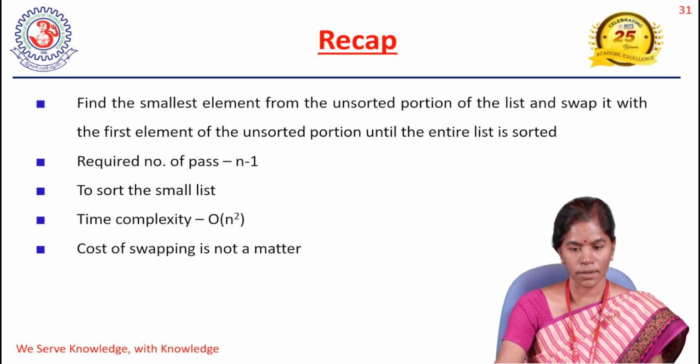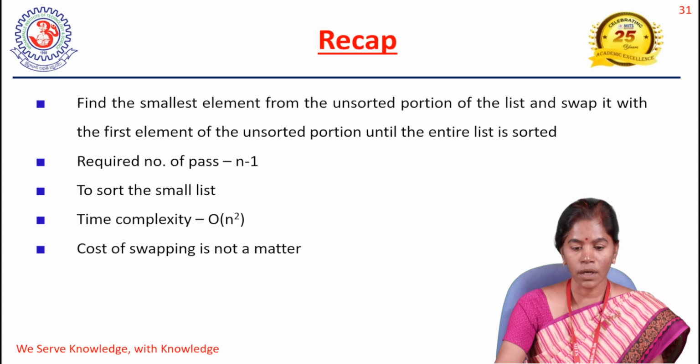Let's summarize today's session. We understood that the loop in the selection sort algorithm is repeated for n minus 1 times. That's why the required number of passes is n minus 1. In each and every pass, we find the smallest element from the unsorted list and swap it with the first element of the unsorted list. It is continued for n minus 1 times and the entire list becomes sorted.